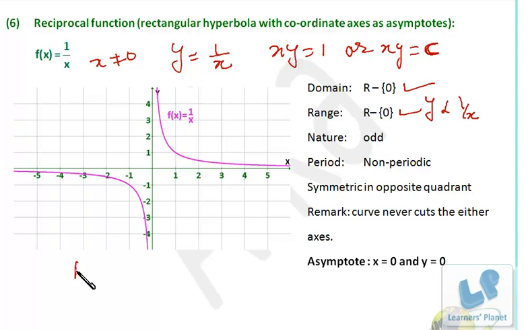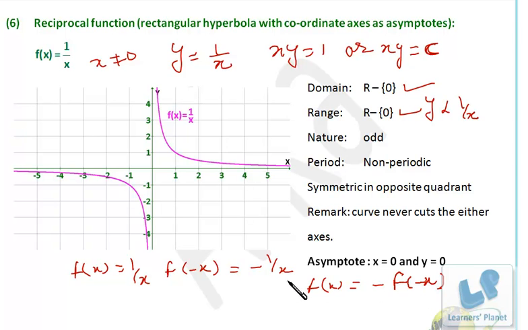Nature. Here f(x) is equal to 1 by x and f(-x) is equal to -1 by x. So f(x) is equal to -f(-x). That's why it is an odd function, right?